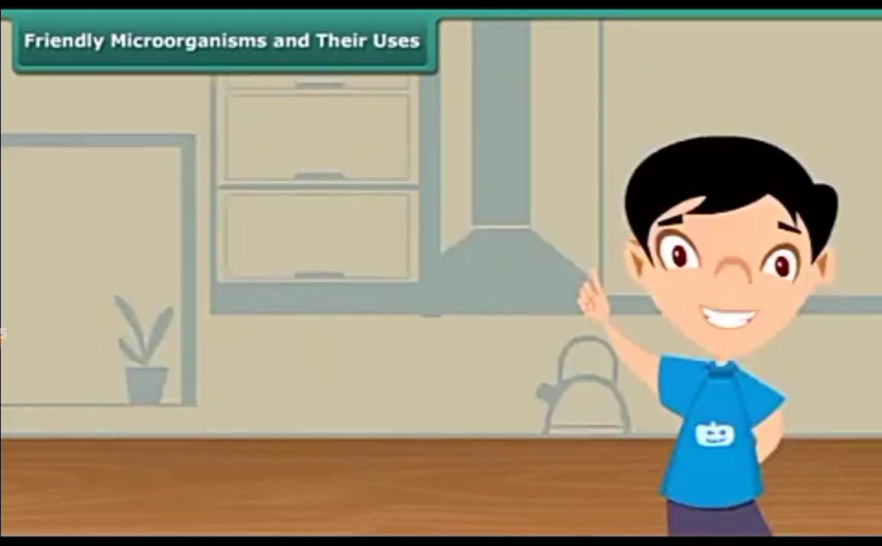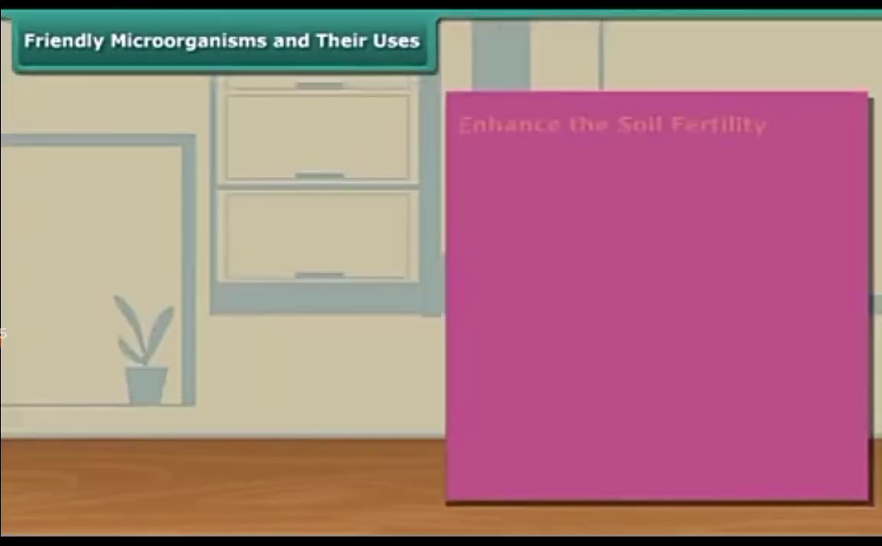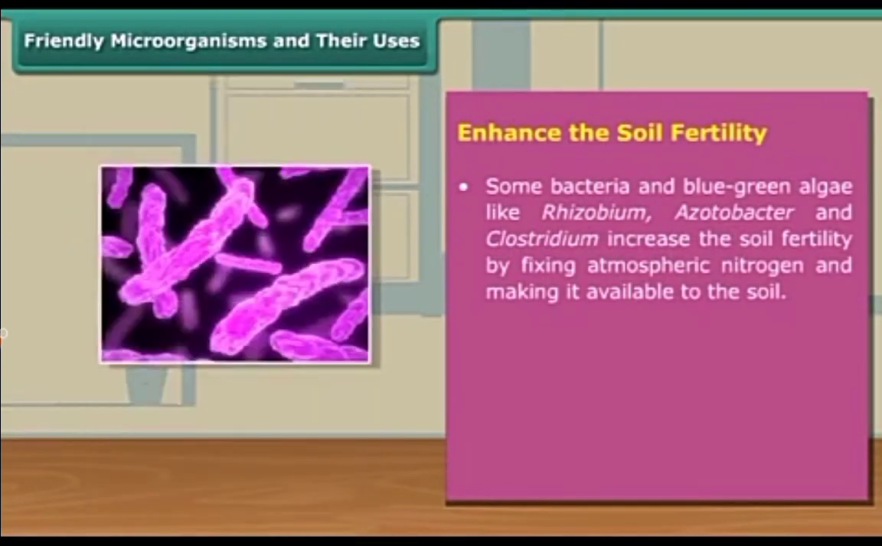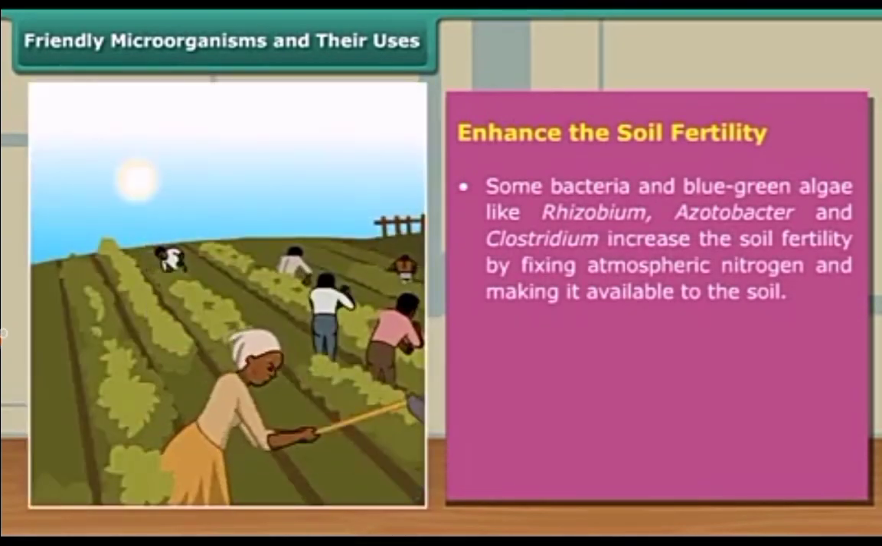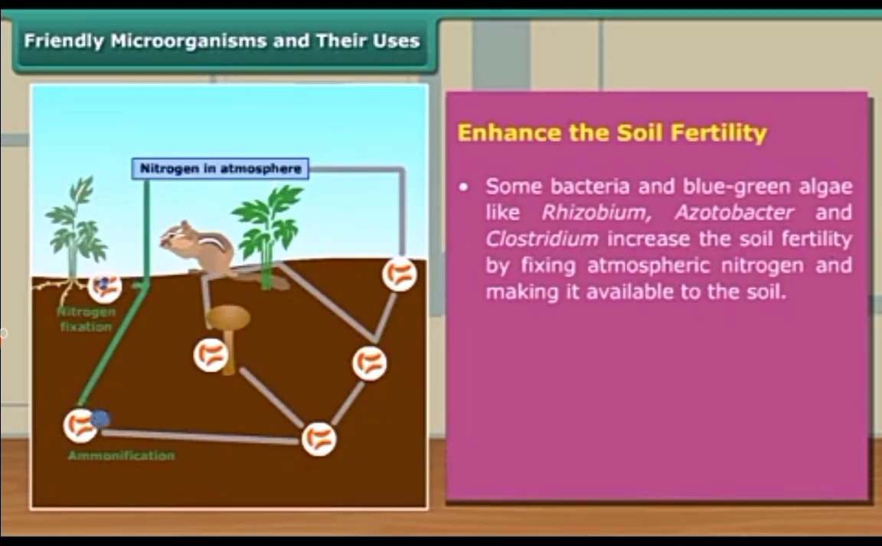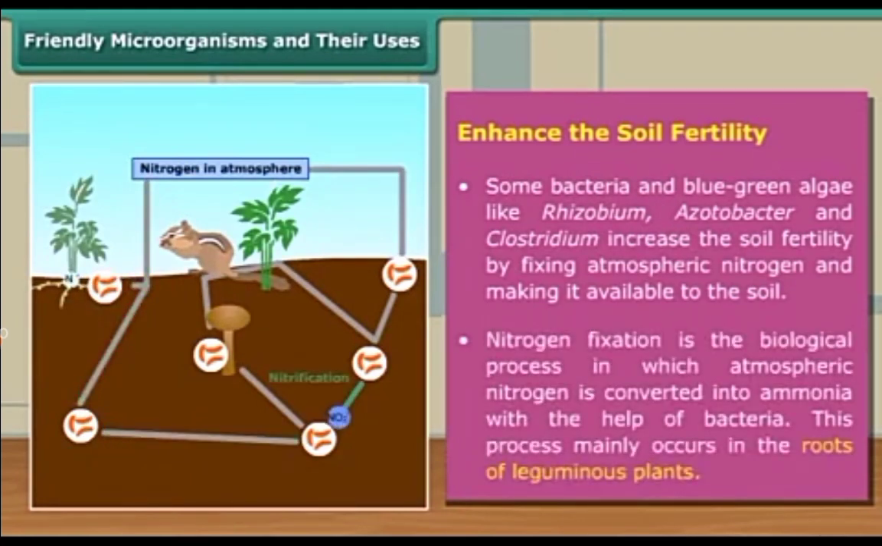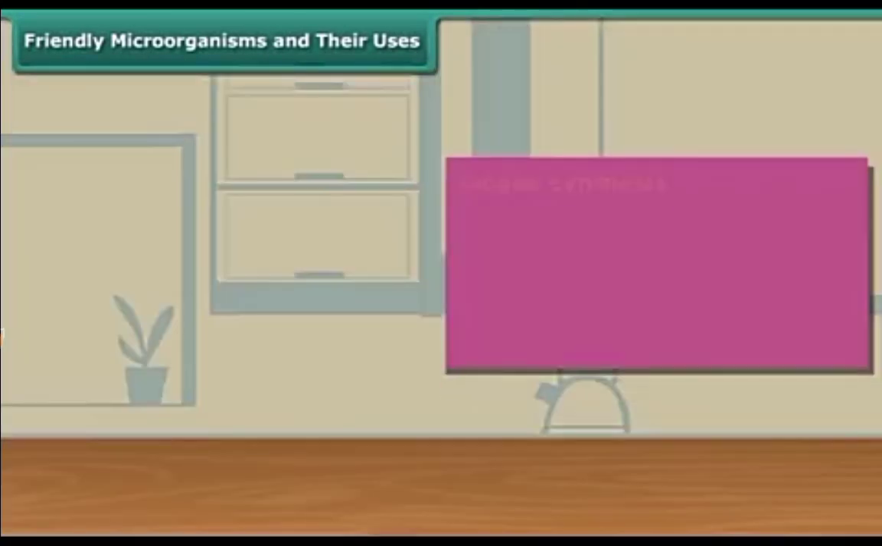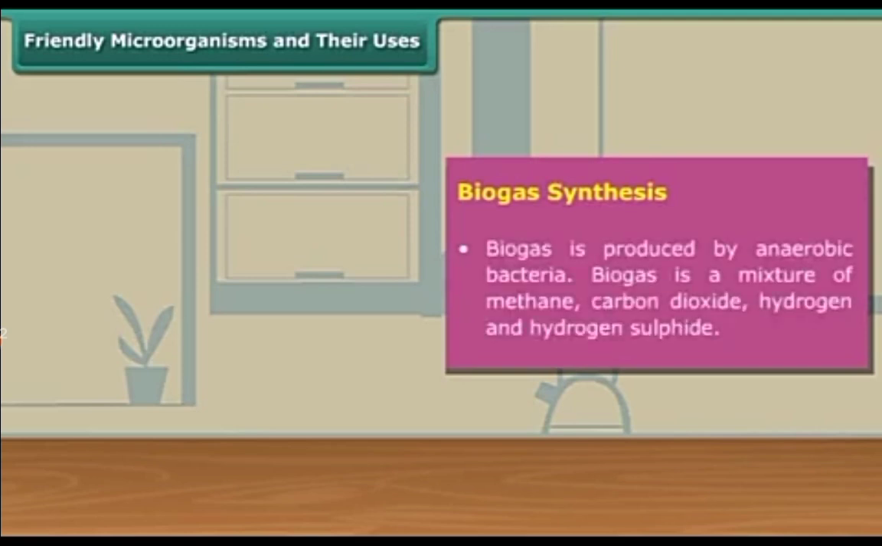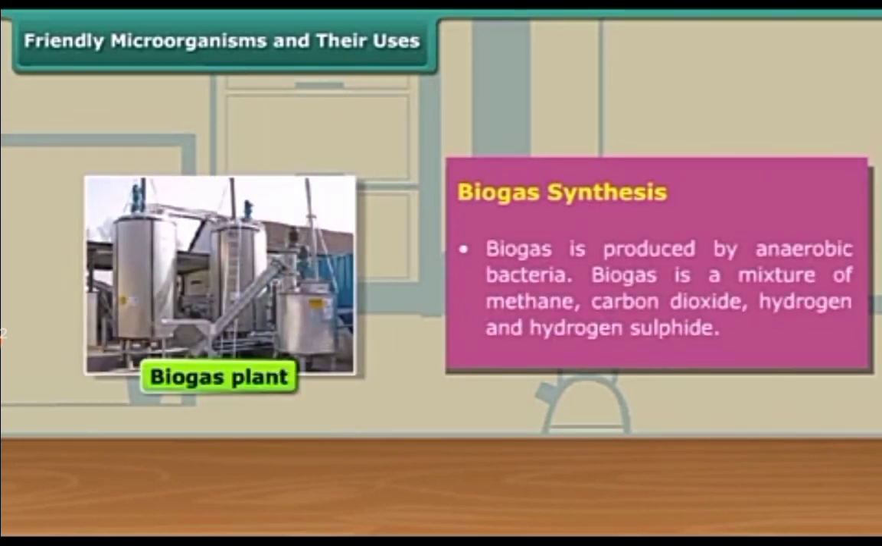Now let me tell you what other benefits are provided by useful microorganisms. Some bacteria and blue-green algae increase soil fertility by the atmospheric nitrogen fixation process. Nitrogen fixation is the biological process in which atmospheric nitrogen is converted into ammonia. There are other friendly anaerobic bacteria that are used in the synthesis of biogas. Biogas is a mixture of methane, carbon dioxide, hydrogen, and hydrogen sulfide.